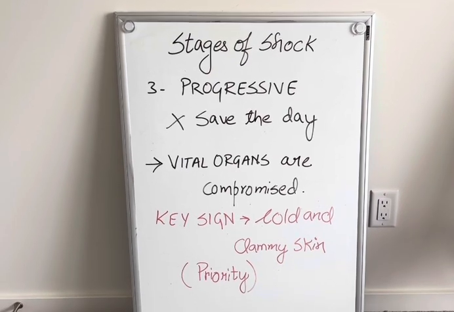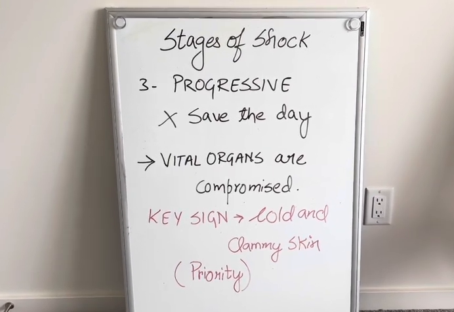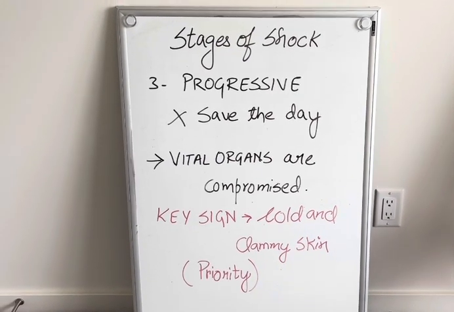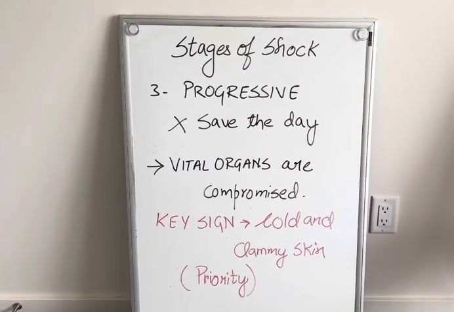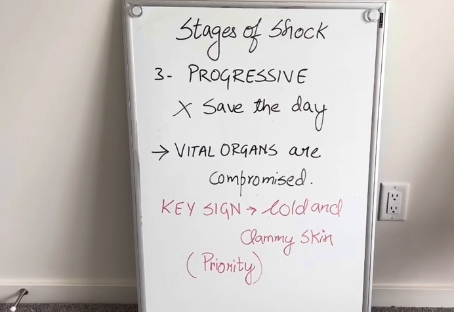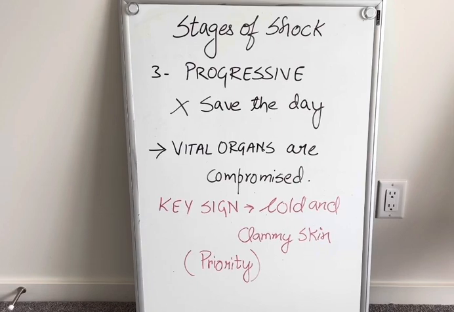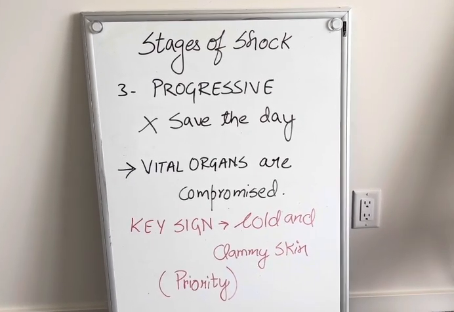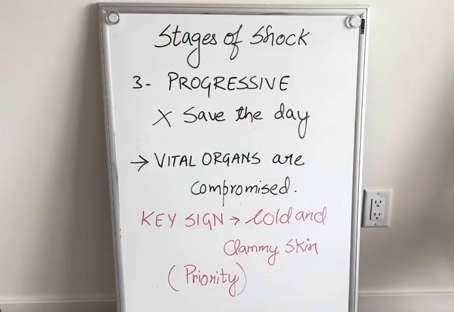Next, coming to the third stage, which is the progressive stage. It means the body is unable to save the day in the compensatory stage. So now the condition of the patient is getting worse. And in this stage, the vital organs are compromised. And the key sign to remember in this stage is cold and clammy skin.